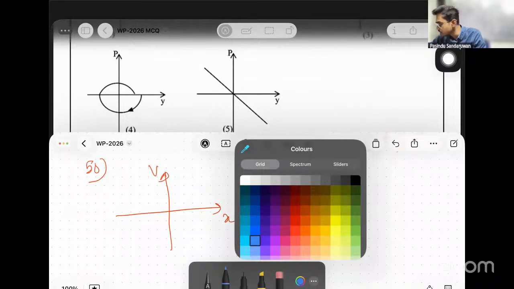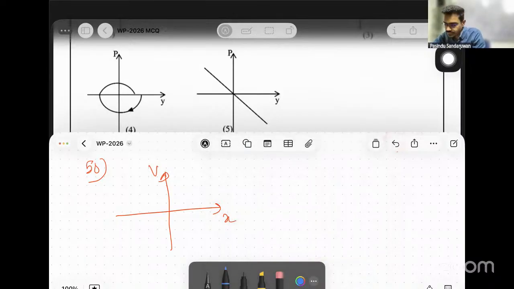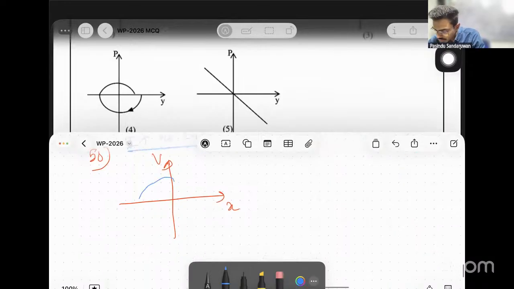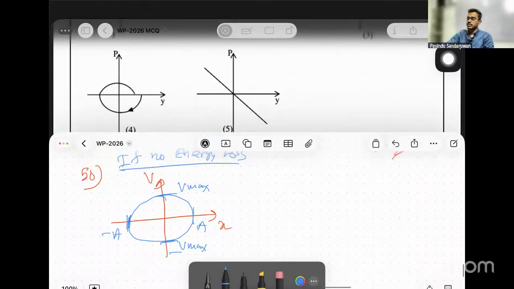Velocity and displacement, that's a popular graph we draw in simple harmonic motion, right? If there's no energy loss, we know what we are going to get is something like this. These points are Vmax values, actually minus Vmax this side, and this is A, and this side is minus A. This is what we get for velocity.